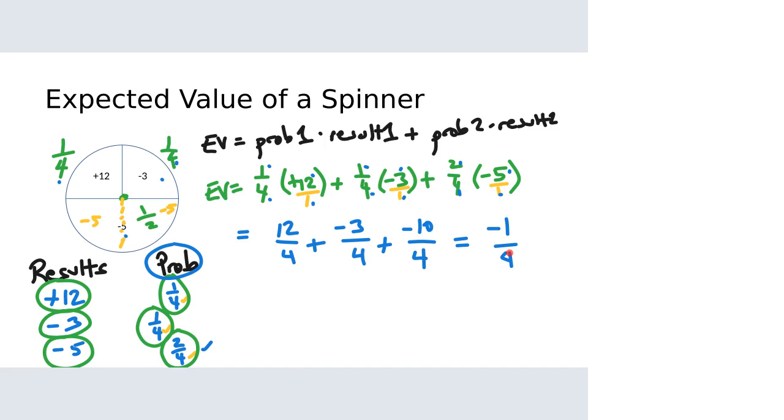And expected value, we're going to write as a decimal. We'll go ahead and do that division. -1 divided by 4 is -0.25. That's the expected value of this spinner. What that means is a player who plays this game can expect to lose 25 cents per play over the long run. They can't lose 25 cents in one spin, but over the long run, they're going to lose 25 cents per spin.